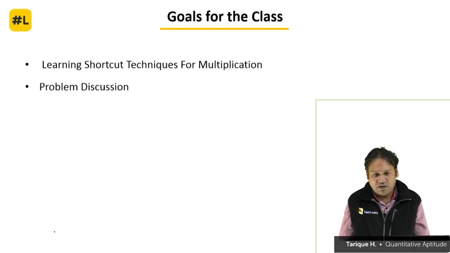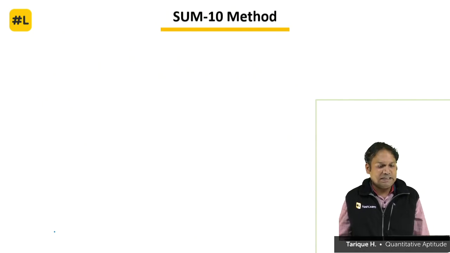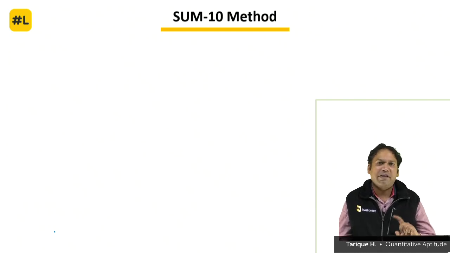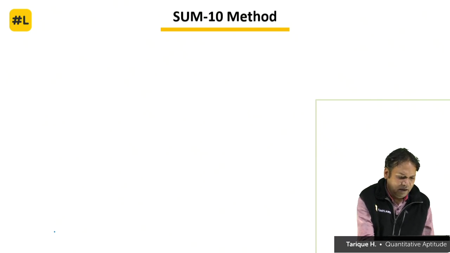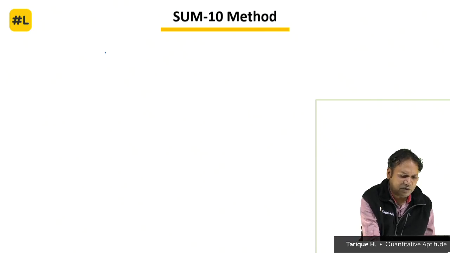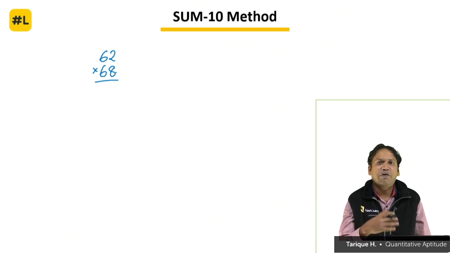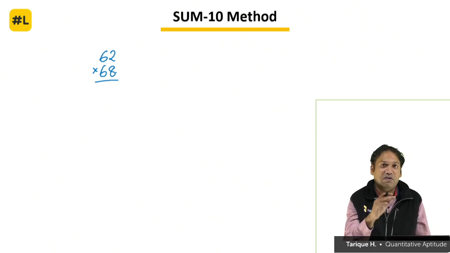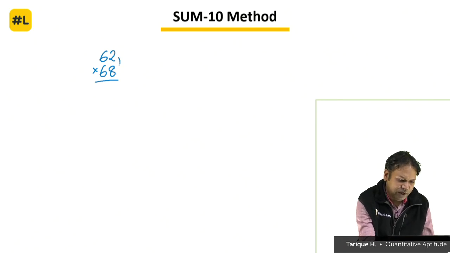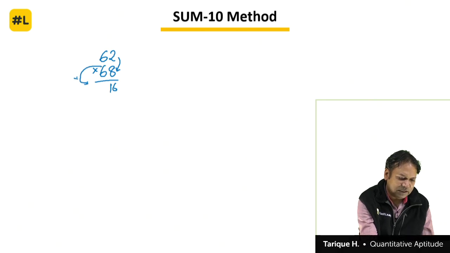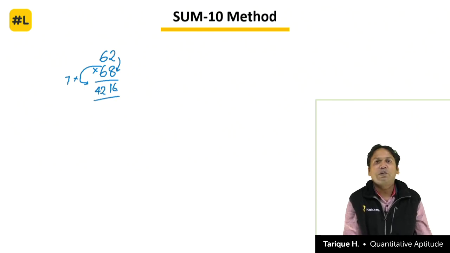So let's begin with our first technique, the Sumten method of multiplication. I had used the Sumten method in squares also. Let's understand how we are going to use it for multiplication. Let's say I ask you to find the product of 62 and 68. What is 62 into 68? Are we going to do the lengthy calculation? No, we will do the calculation directly. We write down 2 into 8, that is 16, and we multiply 6 with the next number to 6. 6 into 7 is 42. So the answer becomes 4216.